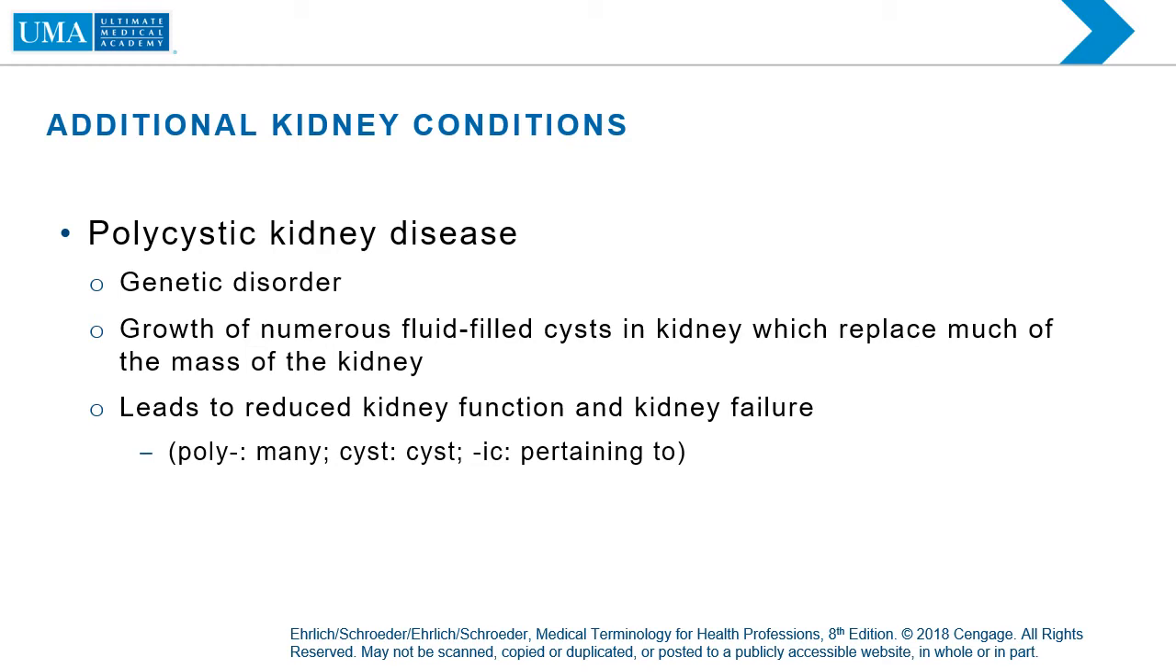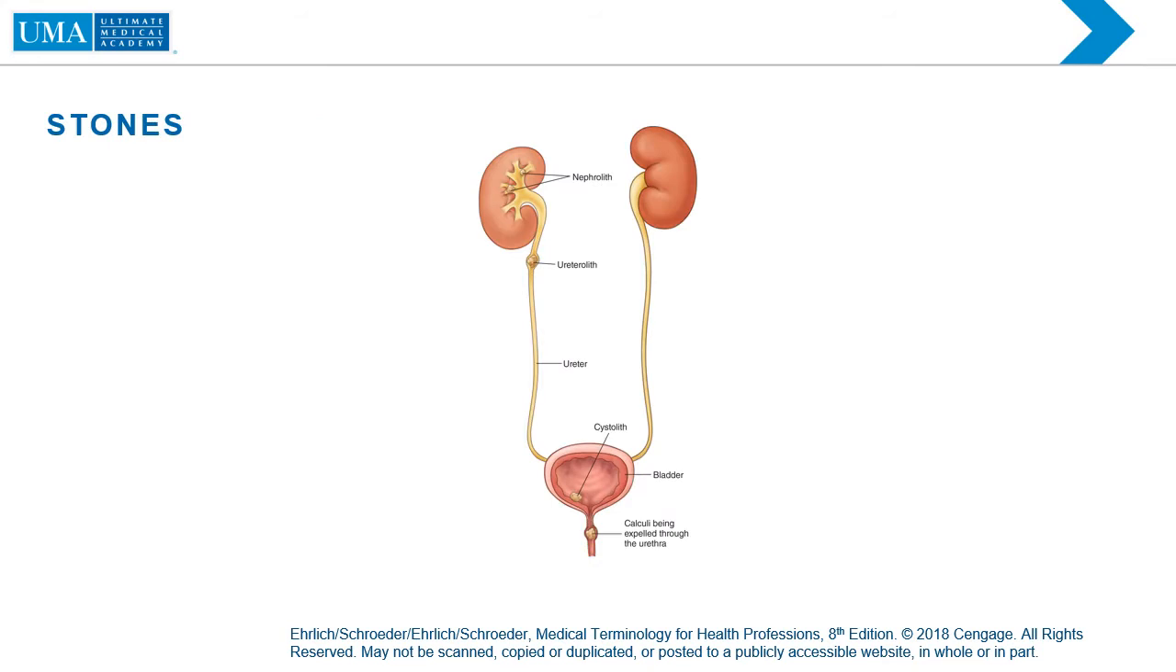Looking here, on the left side is the exterior of a kidney with polycystic disease, and on the right you'll see a cross-section view of a kidney with polycystic disease. Here in this figure, we see potential locations of renal stones, or you may hear it referred to as calculi, as they move through the urinary system.